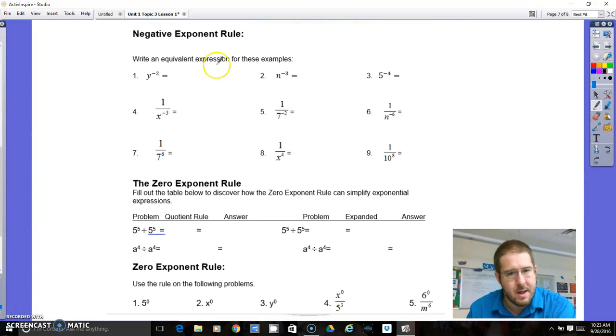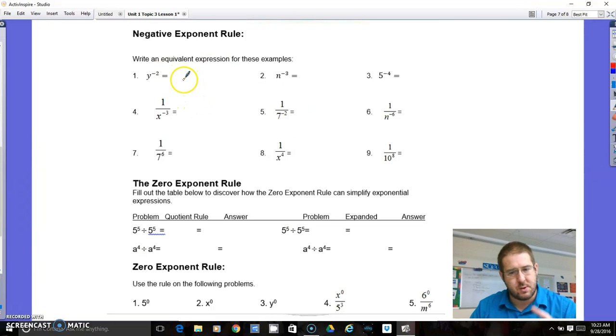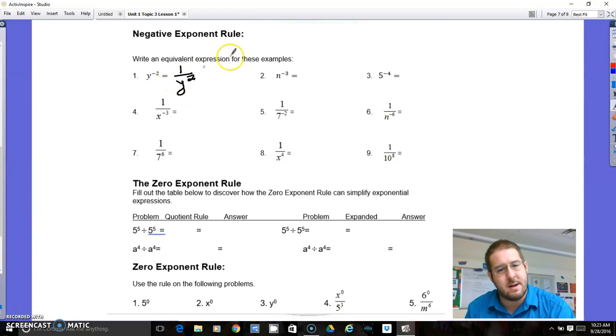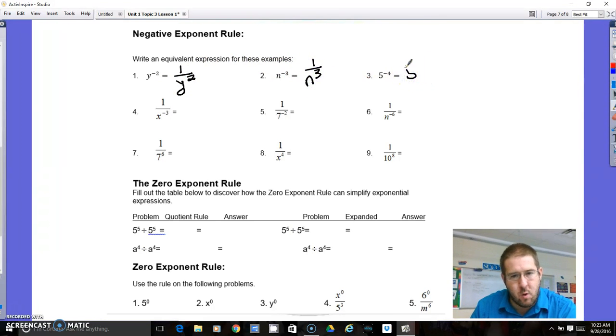All right, then we have the negative rule. Negative rule means you got to flip it. So y to the negative second becomes 1 over y to the positive second. Once you flipped it, it's now become a positive exponent. This is 1 over n to the positive third. This one's 1 over 5 to the positive fourth.